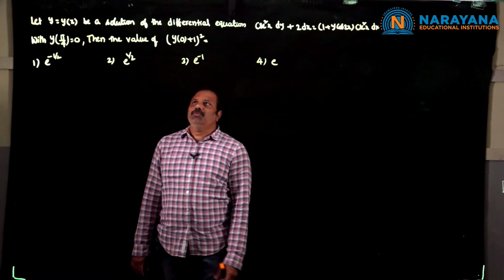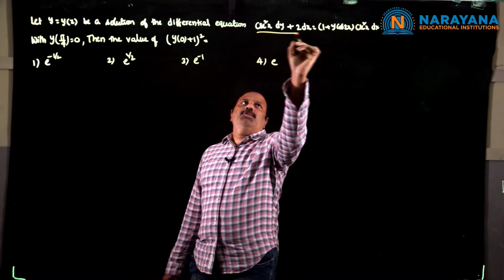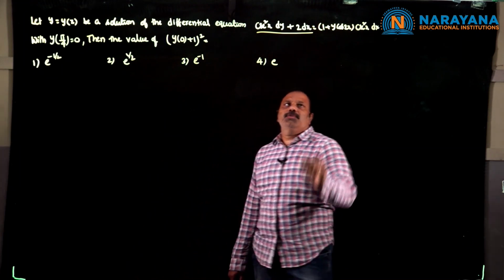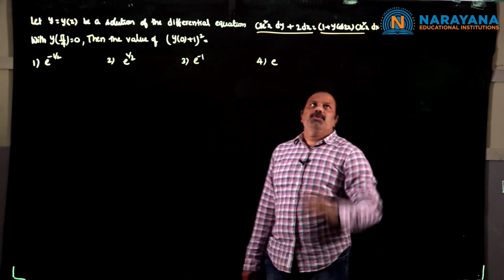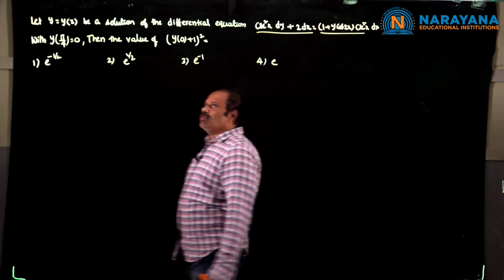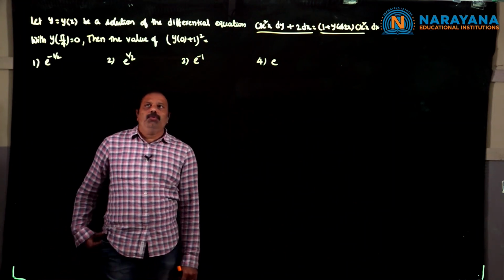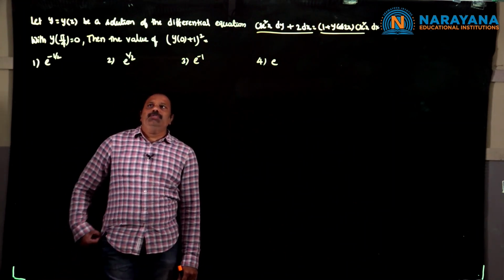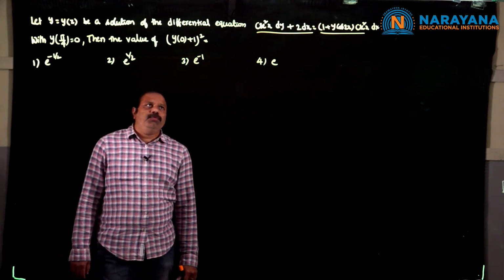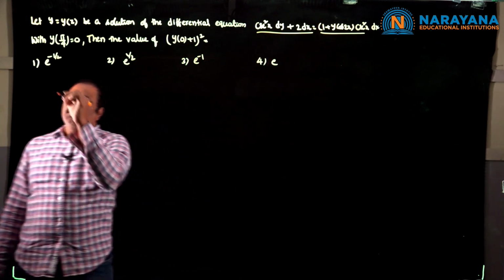Let y equals y of x be a solution of the differential equation cosecant squared x dy plus 2dx is equal to (1 plus y cos 2x) into cosecant squared x dx, with y of pi by 4 equal to 0, then the value of (y of 0 plus 1) whole squared is. Here y equals y of x is a solution of the differential equation. This is the important part. Now, let us rewrite that equation.